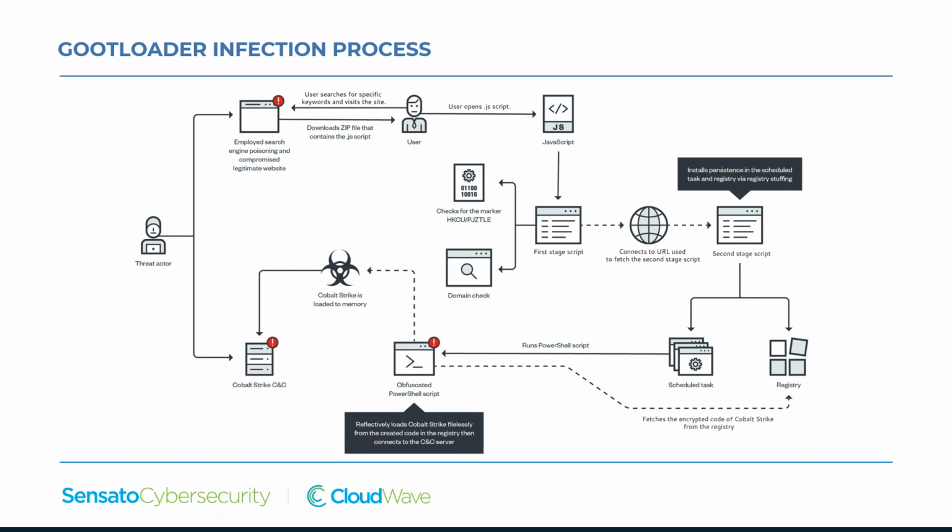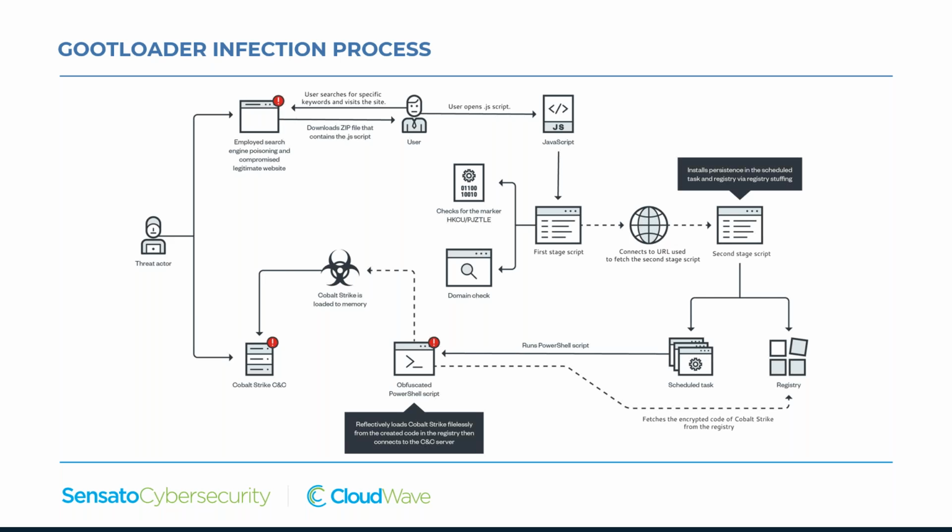Now, when we look at the Trend Micro diagram, it's a little bit different. You can see the threat actor on the left. You can see they employed search engine poisoning at the top and the compromised legitimate website. And then we have our user at the top. The user's out searching for, let me get a free legal document. Then they download a zip file that they think is a free legal document. They open it up, and there's a JavaScript inside.